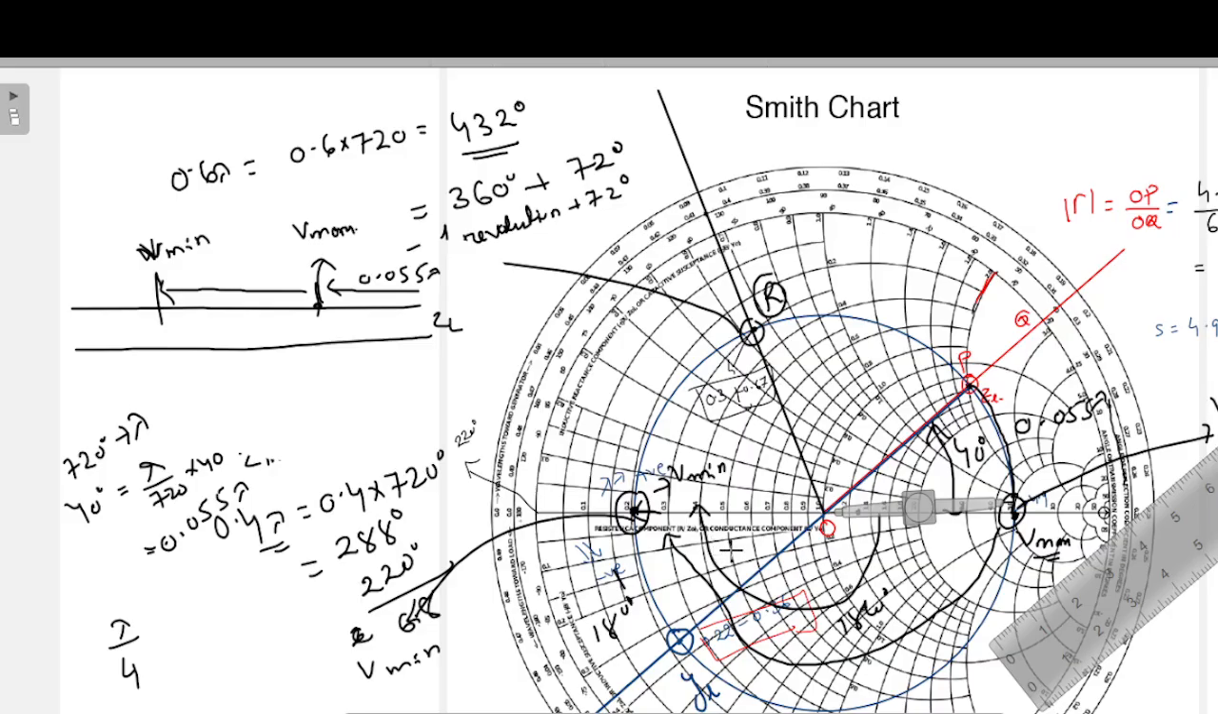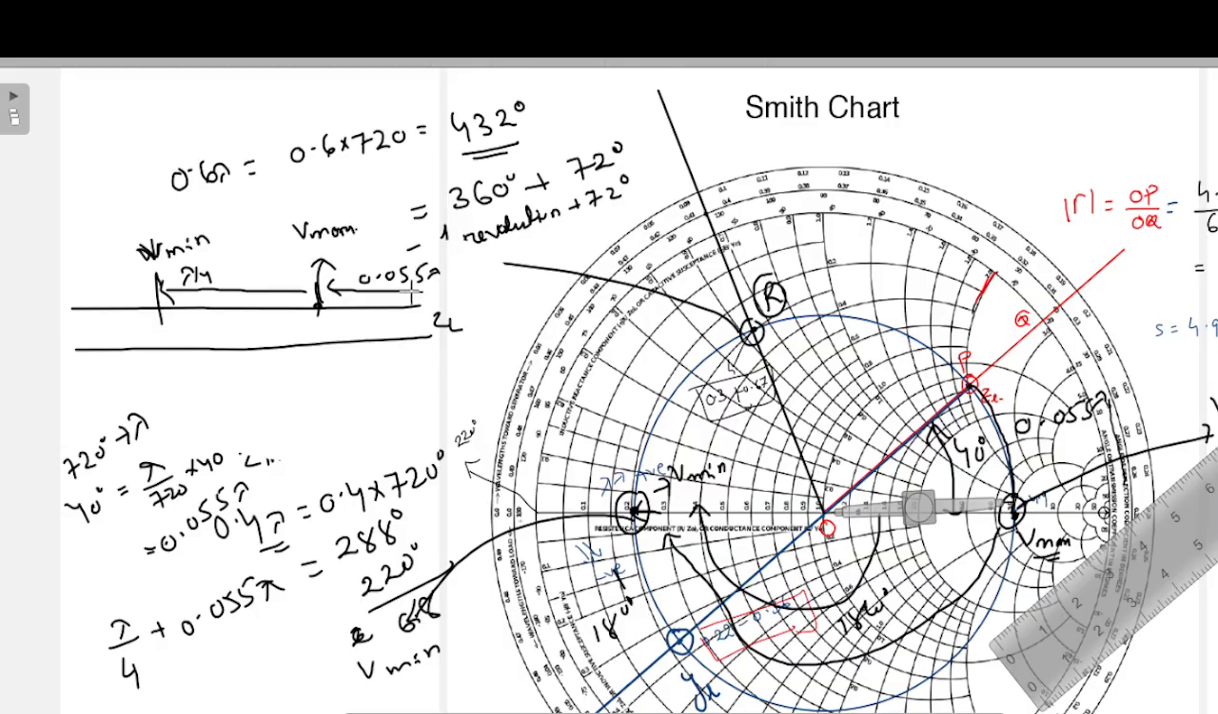Sorry, it got muted. Now this distance we can find as lambda by 4 plus 0.055 lambda. So after this distance, it is lambda by 4 plus 0.055 lambda. No, not like that.